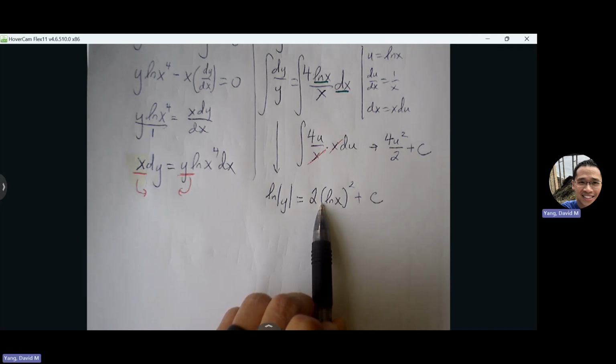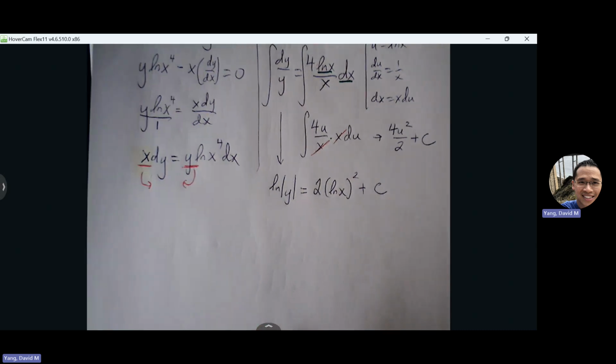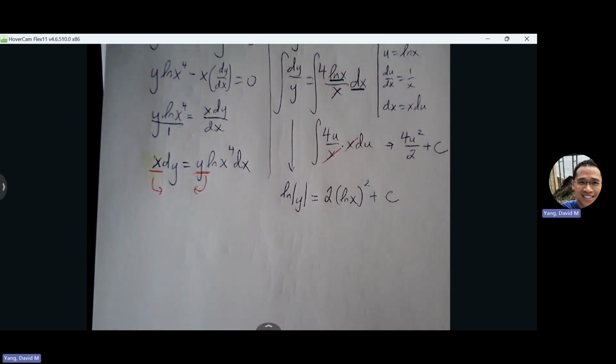This problem doesn't give me an ordered pair, so the best we can do is solve, get the general equation, and we can stop, right? You're not expected to do a specific solution if the problem doesn't provide you an ordered pair.